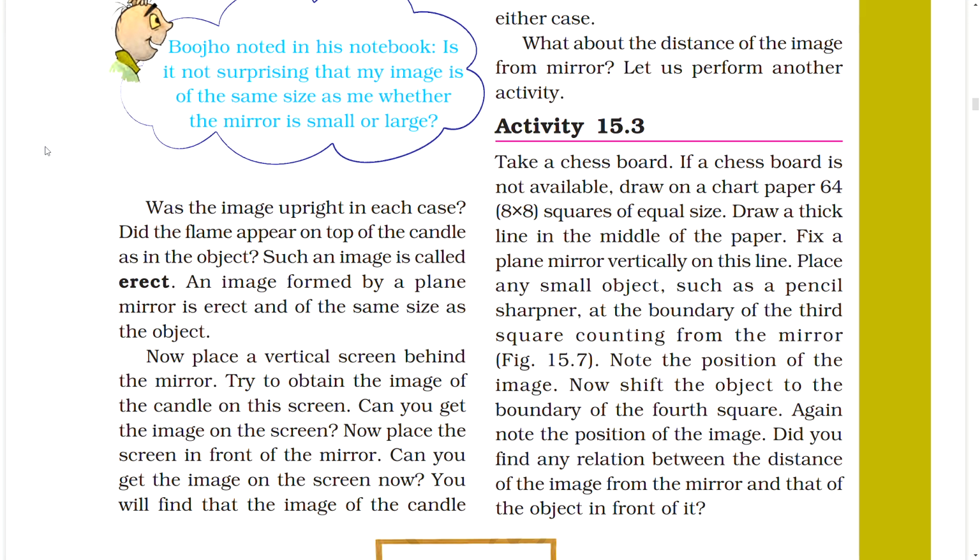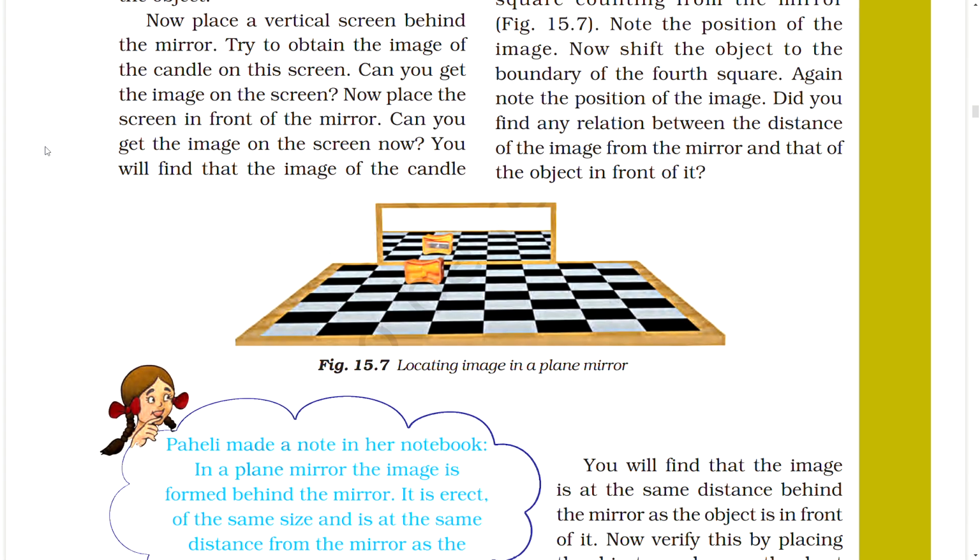sharpener at the boundary of the third square counting from the mirror. Note the position of the image. Now shift the object to the boundary of the fourth square. Again note the position of the image. Did you find any relation between the distance of the image from the mirror and that of the object in front of it? Figure. Locating image in a plane mirror.